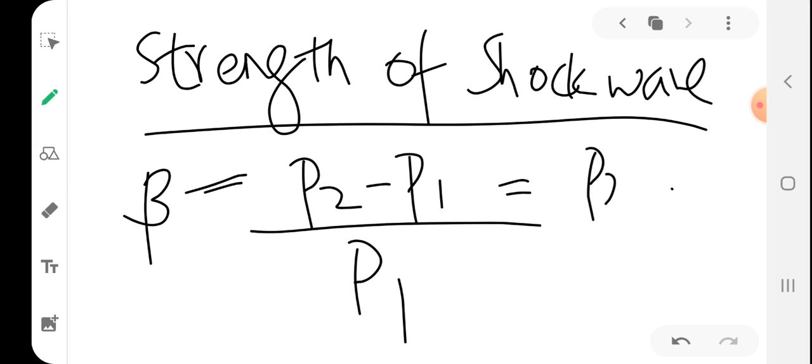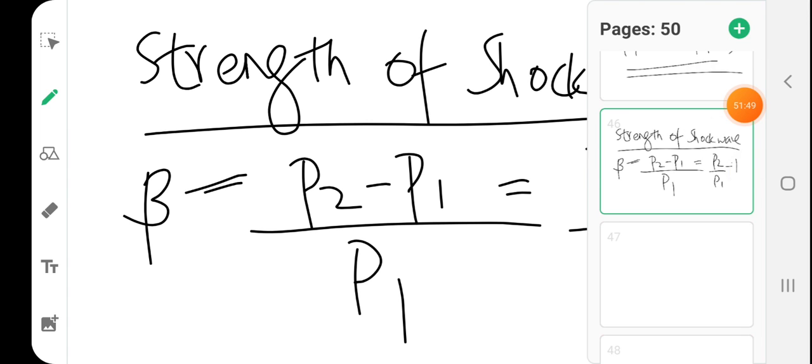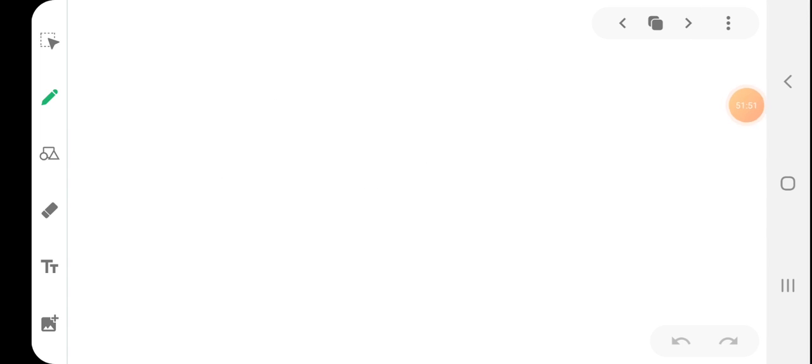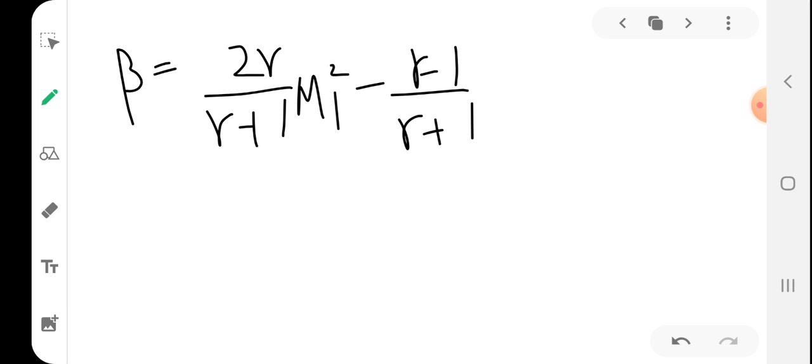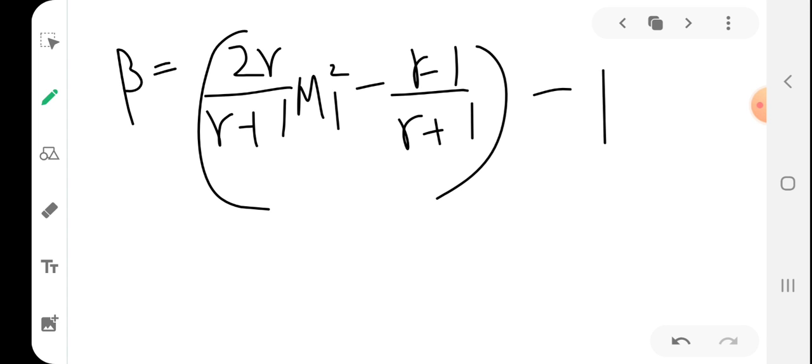This can be written as P2 by P1 minus 1. P2 by P1 is already found out, so beta can be written as 2 gamma by gamma plus 1 into M1 square minus (gamma minus 1) by (gamma plus 1), minus 1. This is the equation for P2 by P1 minus 1.